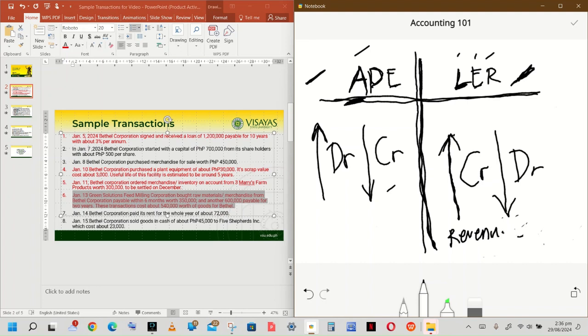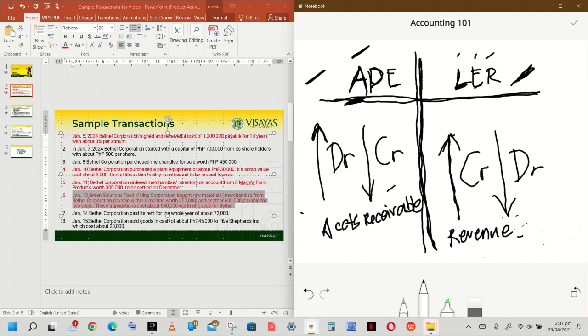Ano pa yung maapektuhan? Since bumili sila, accounts receivable to. Isang for long term, isang for short term. So, let's say, lagay natin na accounts receivable. Ang accounts receivable is under what category? Dito sa normal debit or normal credit balances. So, since accounts receivable is under normal debit balances, dito natin ilagay yung accounts receivable.